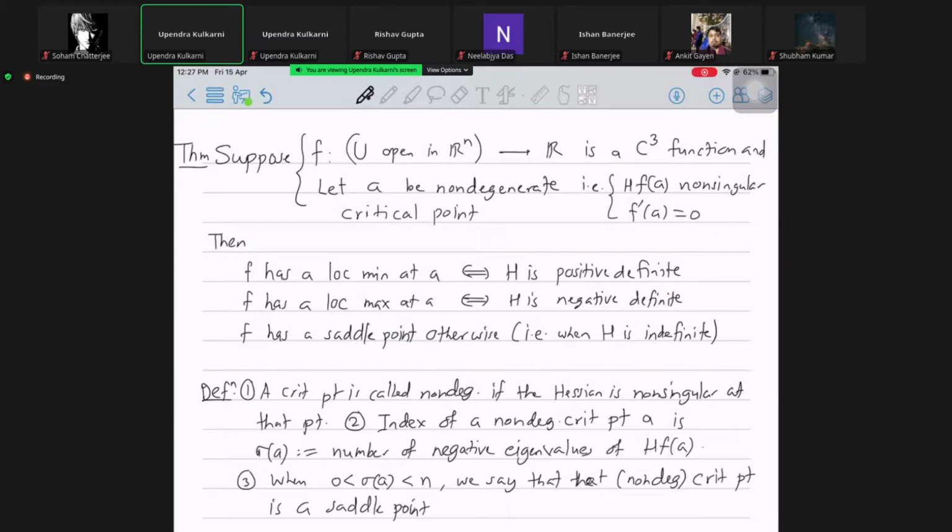Okay, no answer. How about the forward direction? Suppose F has a local minimum at A. Do we still need to prove that H is positive definite? Okay, so maybe I'm not really making sense. Is this really unclear?